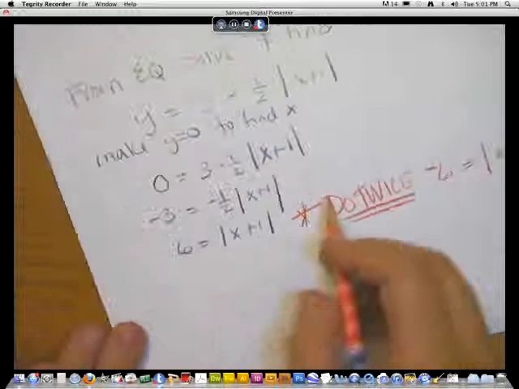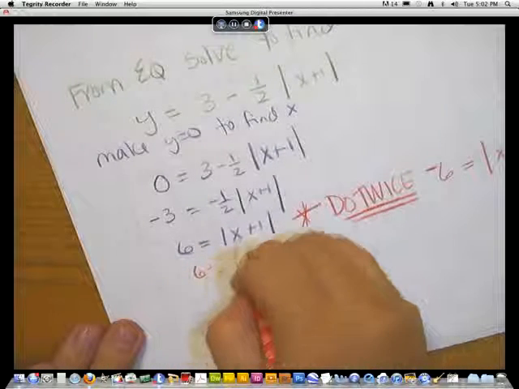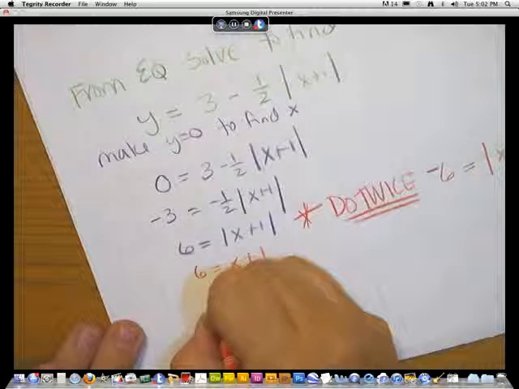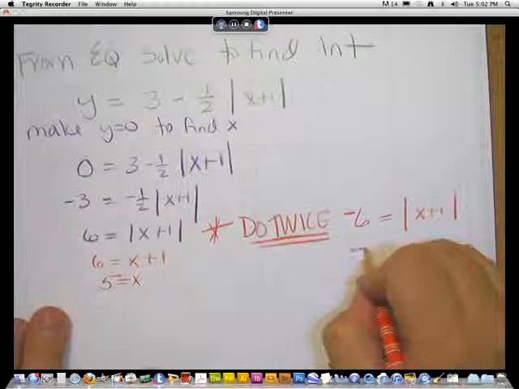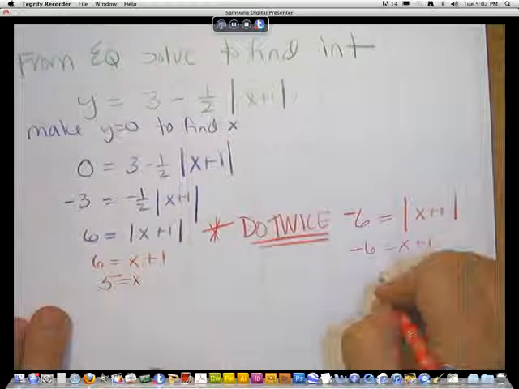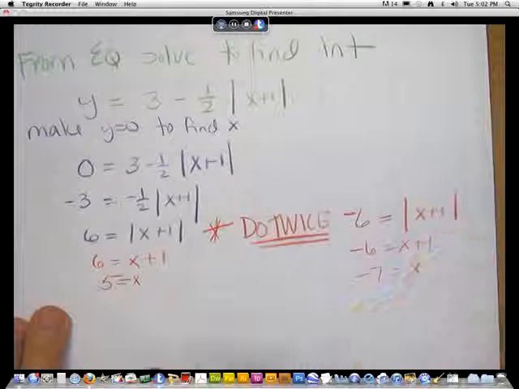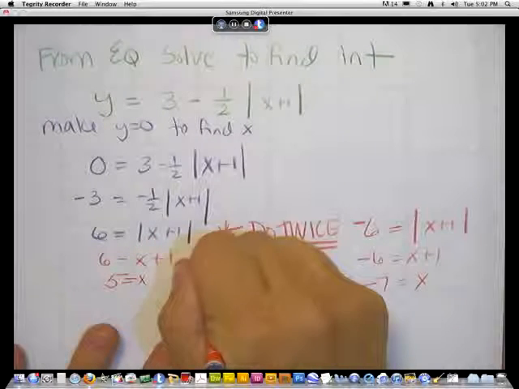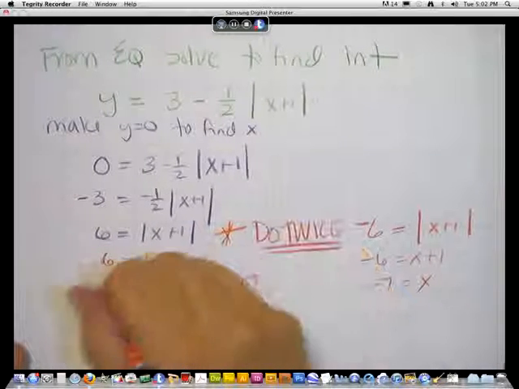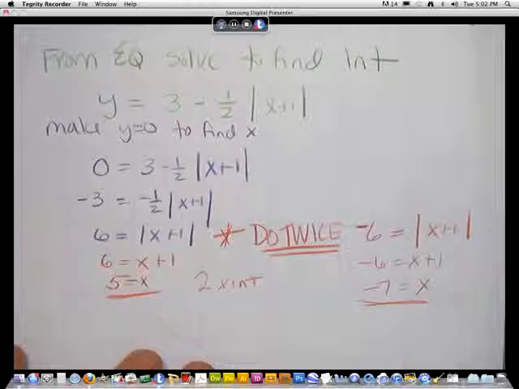So now we get to ignore the absolute value part of it and get x is 5. And on the other side, we're going to get x is -7. That means we are going to have 2 x-intercepts. One's at 5, one of them is at -7.